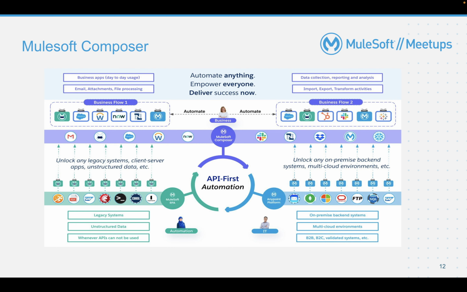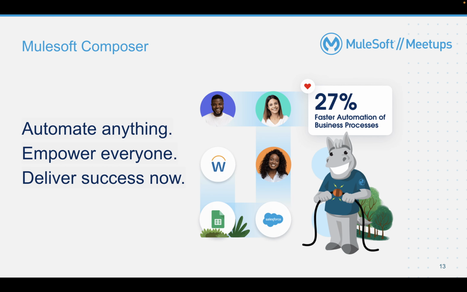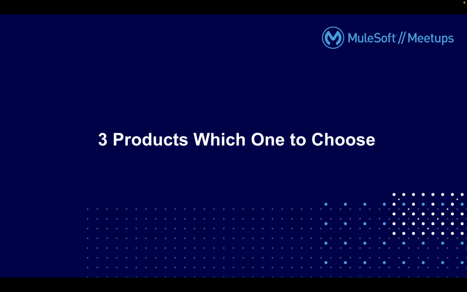So that's what is rightly said: automate anything, empower everyone, and deliver success now, which truly means the MuleSoft automation package. Yep. So I said the same wordings: automate anything, empower everyone, deliver success now. As I told you about these three products: MuleSoft Composer, MuleSoft RPA, and Anypoint Platform.